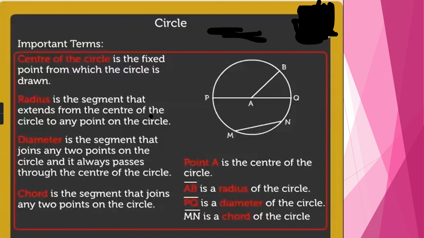Point A is the center of the circle. AH is the radius of the circle. PQ is the diameter of the circle, whereas MN is the chord of the circle. There are many others like arc, circumference, etc. Also, arc is one part of the circumference.